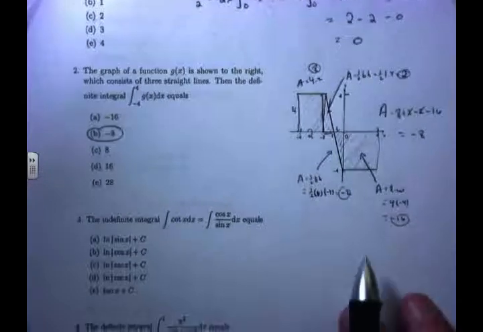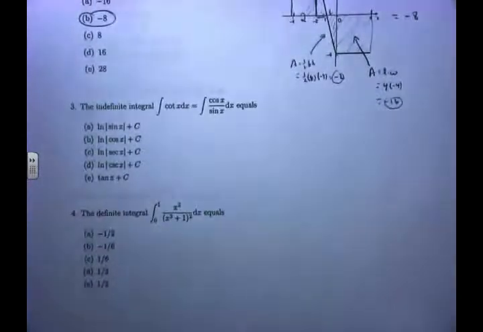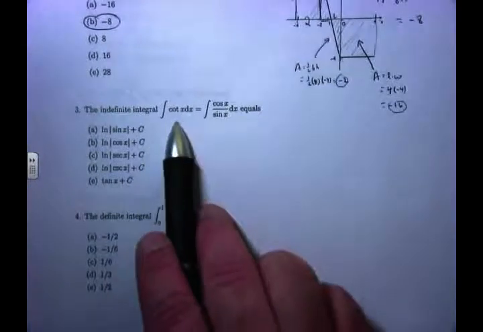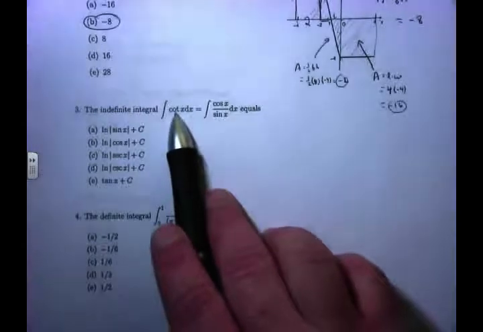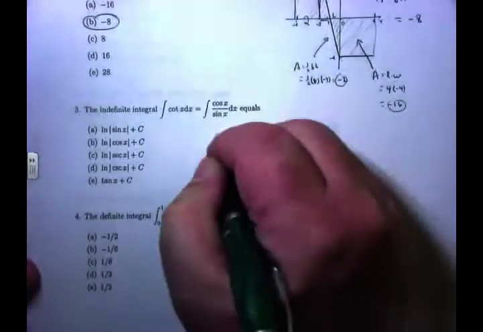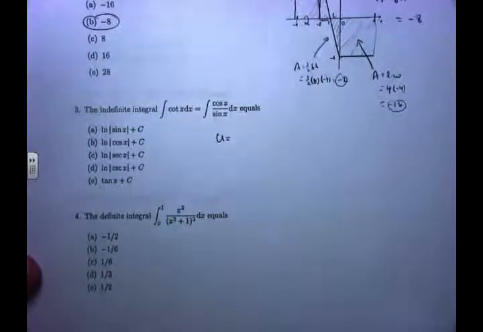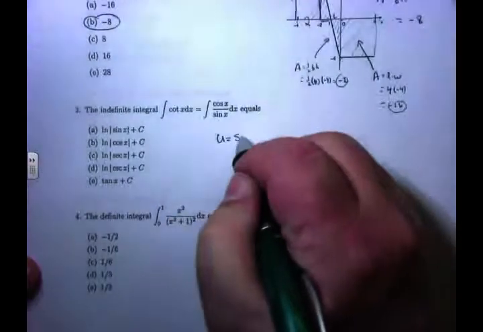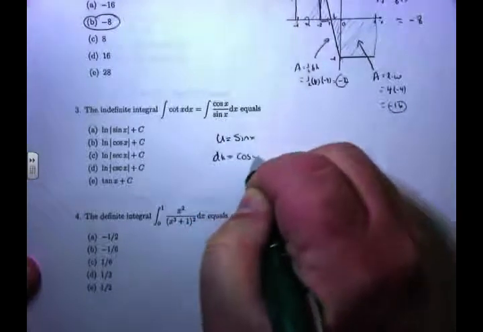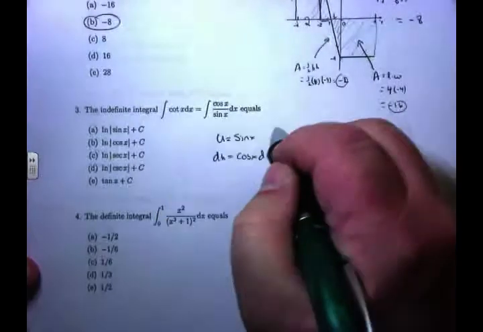So let's look at the next one. What's the integral of the cotangent of x? Well, if you've got the formula memorized out of the back of the book, awesome, circle it. If not, remember, cotangent of x is the same thing as cosine over sine. And if I'm going to integrate this one, I'm going to use u substitution. What are you going to let u equal? The denominator, sine x. Therefore, du, the derivative of sine x, is cosine of x dx, which is in the problem.